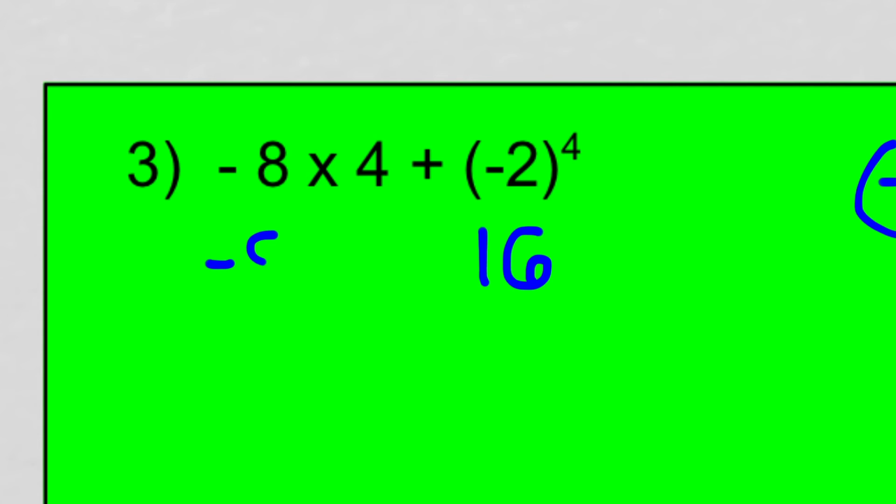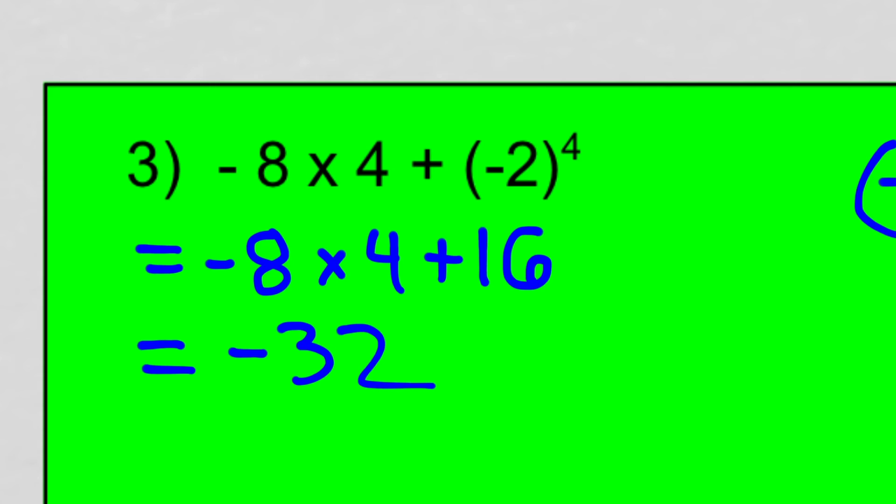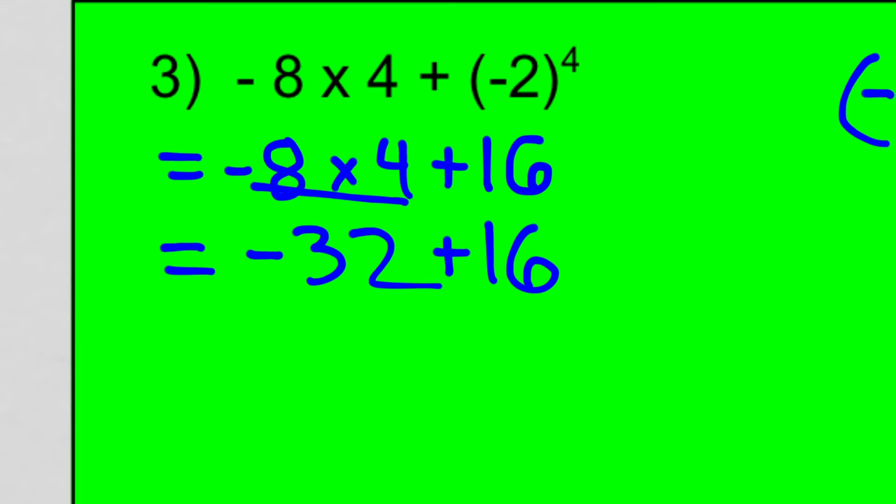Bring down everything that's left and try to keep it in the same spot. Equal sign in front of the step. We have times, we have plus, multiply comes next. -8 times 4 is -32. I might gently cross that out so I don't use any of those parts again. Bring down what's left. Now I have -32, +16. The signs are different, so I subtract. 32 minus 16 is 16. And since I have more negatives, it's a negative answer.